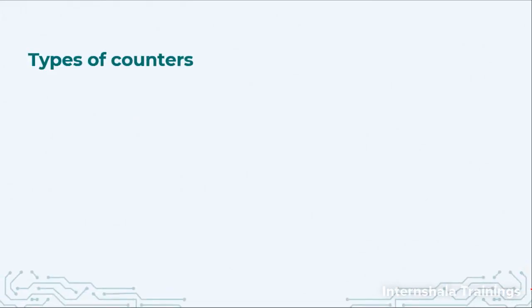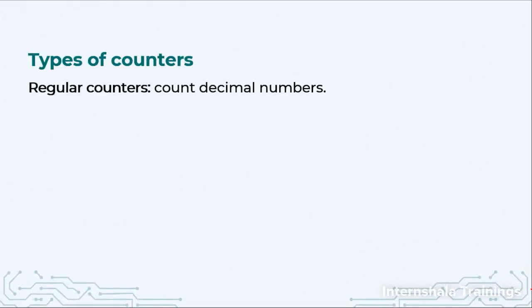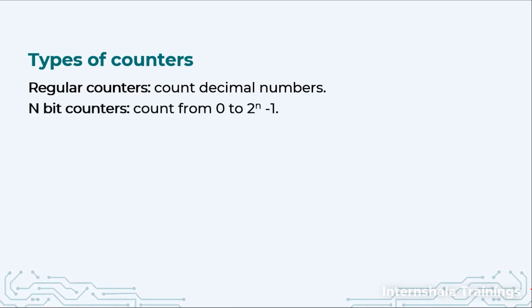Now we have a few more different types of counters. The regular counters that we have will count decimal numbers like 0 to 9 and so on. We have n-bit counters. So here is the question. If I have a 4-bit counter, how many numbers can we count? Using 4 bits, I can generate 16 different numbers. That is 0, 1, 2, 3 and till 2 raised to the power n minus 1. N is 4, so it will be 15. So 0 to 15. If I have an 8-bit counter, we can generate 256 numbers, 0 to 255.